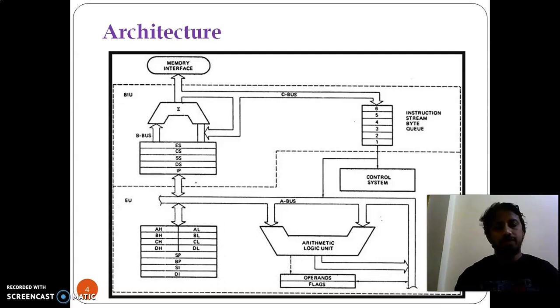Apart from this ALU, to carry out all the arithmetic and logical operations, the execution unit is fitted with general purpose registers and some pointer and index registers. Whatever results are generated, the flags indicate how the results have been, whether the result is equal to 0, a negative number, or a positive number. All these things are defined by the flags present in the execution unit.